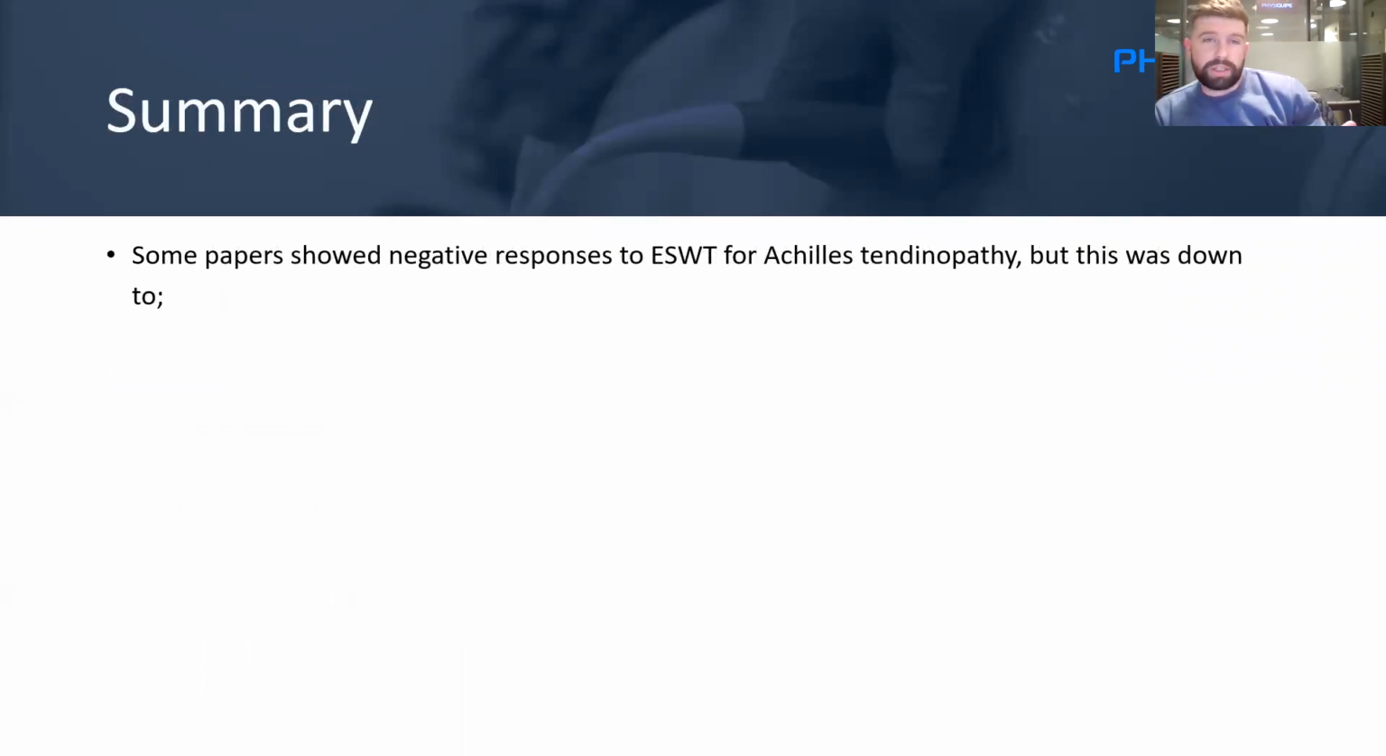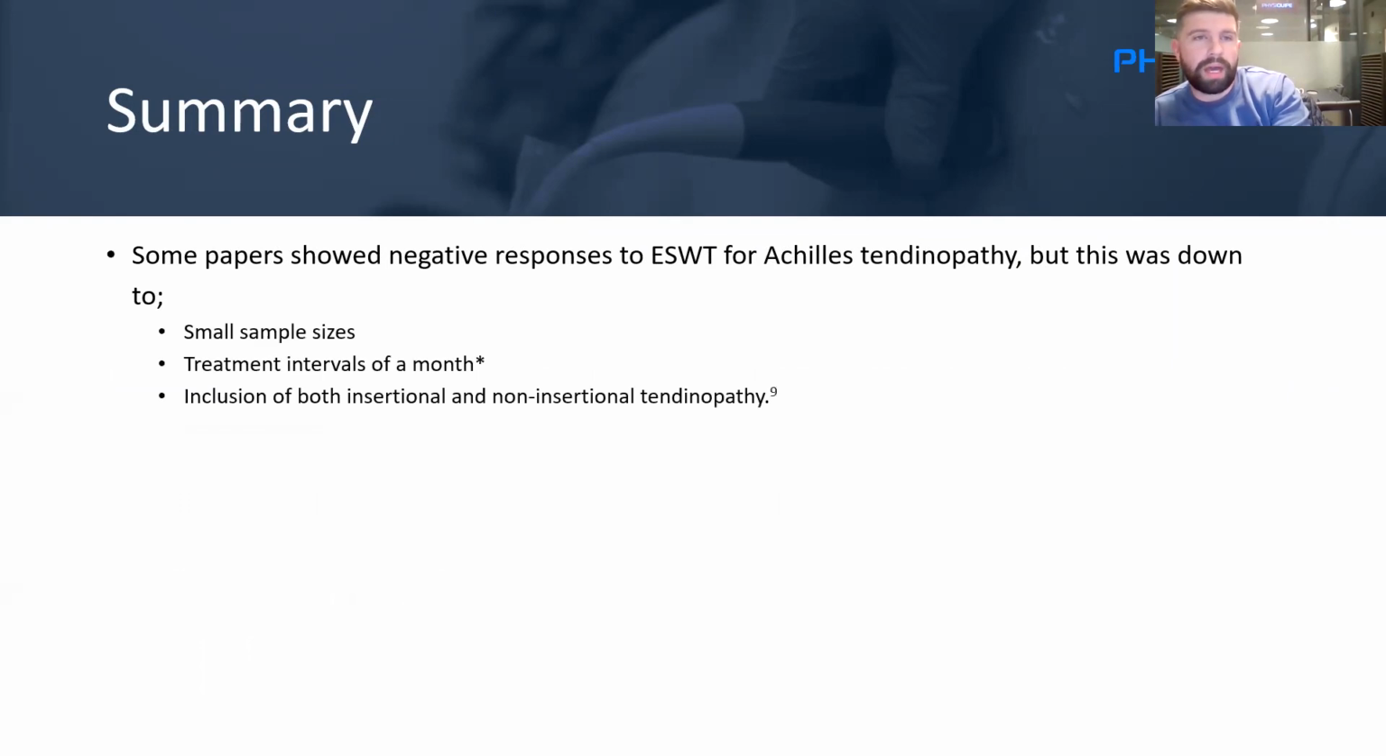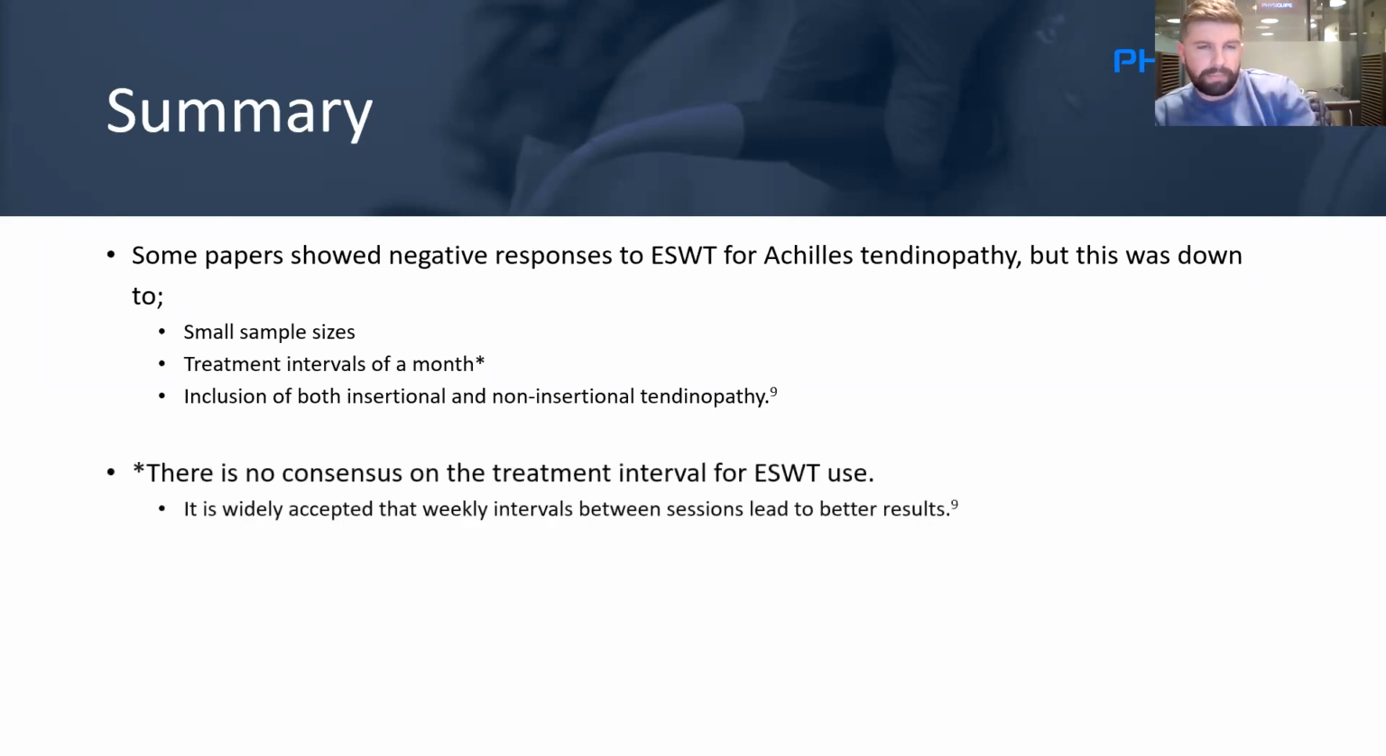Some papers did show negative responses for Achilles tendinopathy that I've read, and that will be out there. That's been down to quite small sample sizes, treatment intervals of a month I've seen, and I have seen papers as well that have included insertional and non-insertional tendinopathy, which I think skews the outcome.